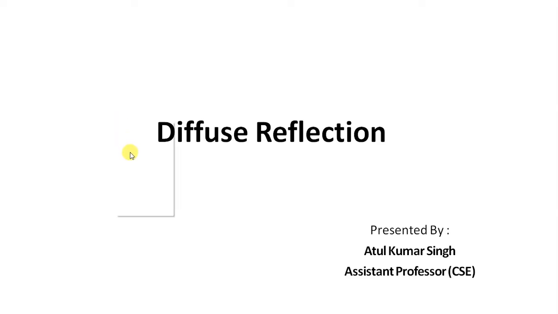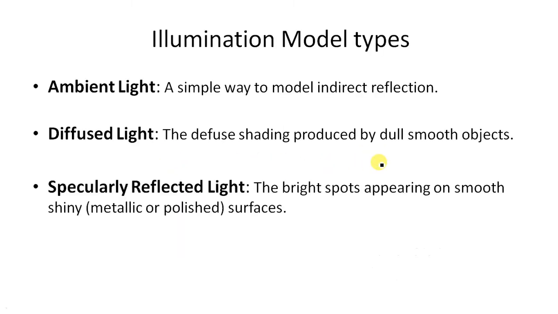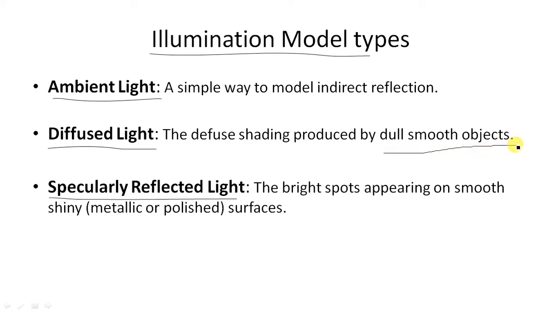Today we are going to discuss the second illumination model, which is diffuse reflection. In the previous session, we already said that illumination models are of three types. First is ambient light, second is diffuse light, and the third is specularly reflected light. Basically, diffuse light is generated by a dull, smooth object. The reflection generated by a dull, smooth object is called diffuse reflection.